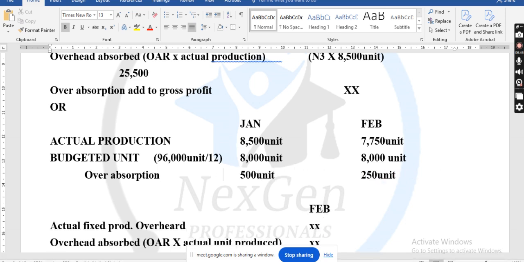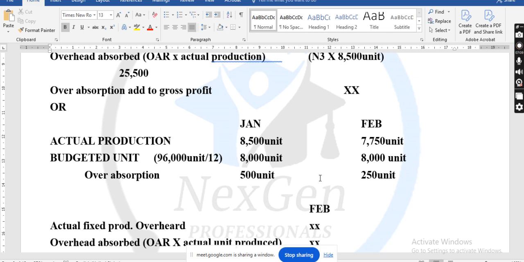Right? The first one is what? Over absorption. Why the second one? Look at this second one. You said the budgeted unit is this, right? And the actual is it, that is an what? An under absorption, because it will be a cost to the firm because you did not actually produce what we say you should produce.